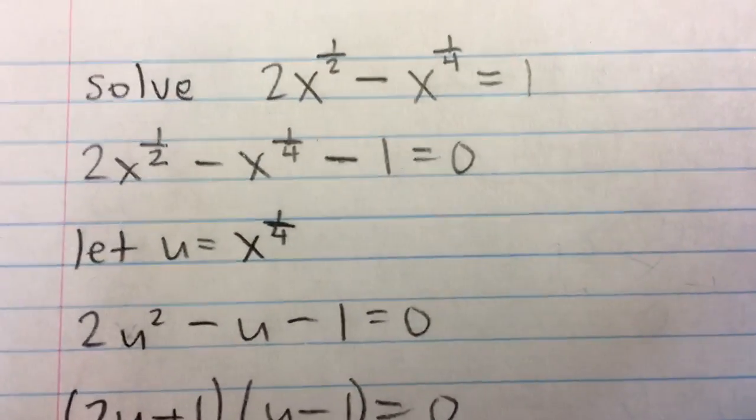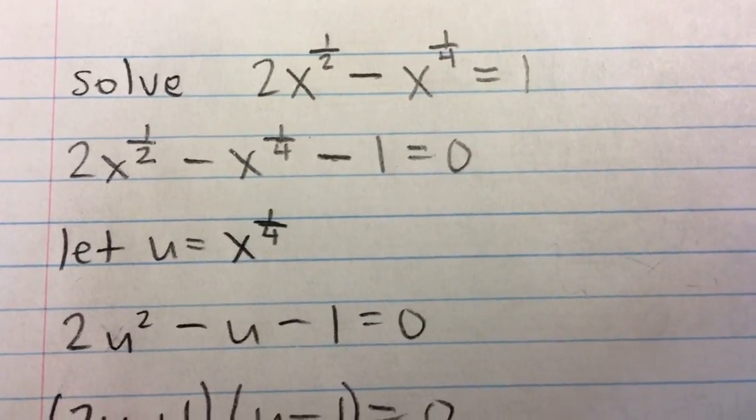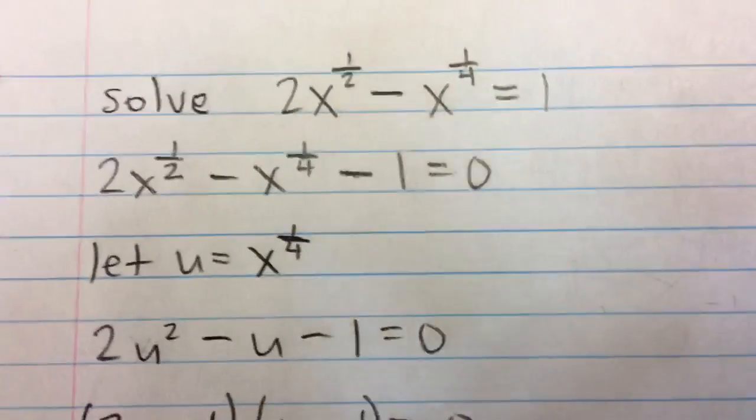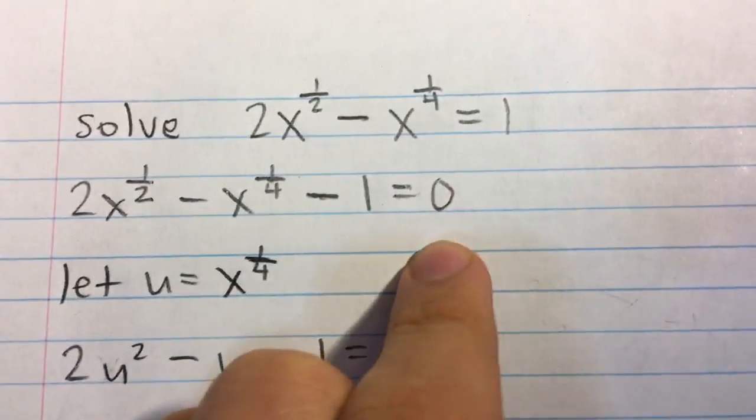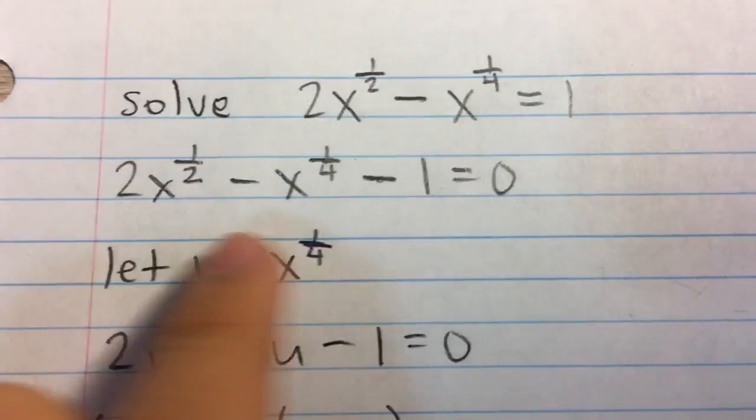Solve 2x^(1/2) - x^(1/4) = 1. So first off, to solve this, we're going to move all the terms to one side. So just subtract 1 from both sides, and we get this.